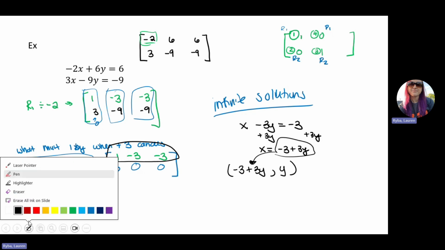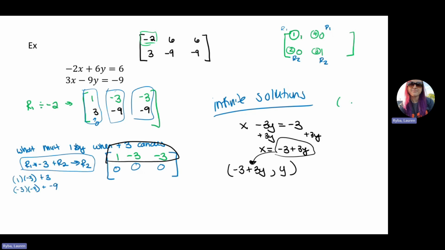So what does that do? Well, if I plugged in a y of, let's say, 1, then -3 plus 3 would be 0. One solution would be 0, 1. I could pick another number for y. What if I picked 5? 3 times 5 is 15, 15 plus -3 is 12. 12, 5 is another solution to that problem. So this is just telling me how I can determine all of those solutions. Does that make sense?